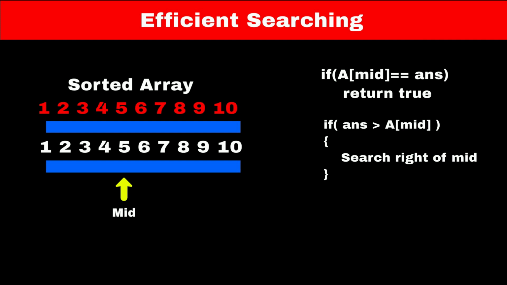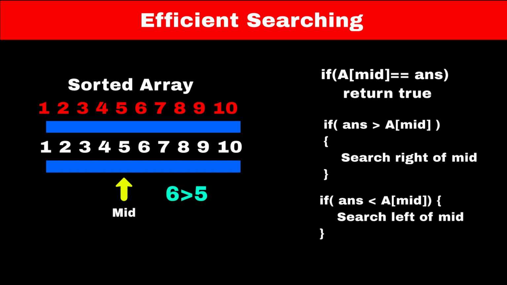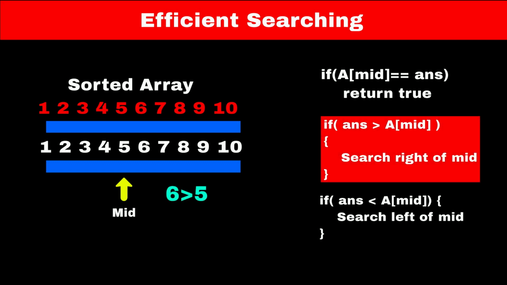If our element is greater than middle element, then our element must be on the right hand side of middle element, because array is sorted. And if element is smaller, then it must be on the left hand side of a middle element. So just by comparing our element with the middle, we discarded half of the array. In our case, middle element is a 5 and answer we are looking for is a 6, and 6 is greater than 5. So 6 must be on the right hand side of a middle element.